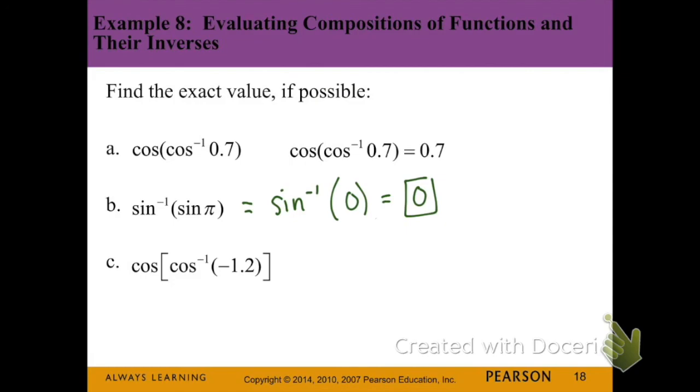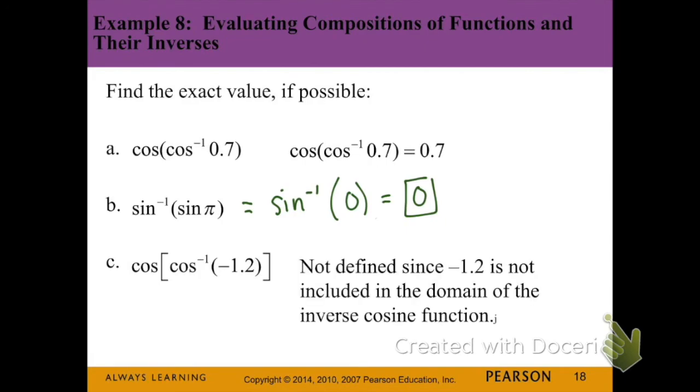For problem C, I see that my -1.2 is not in my domain for cosine inverse. So this problem is just going to have the answer of undefined.